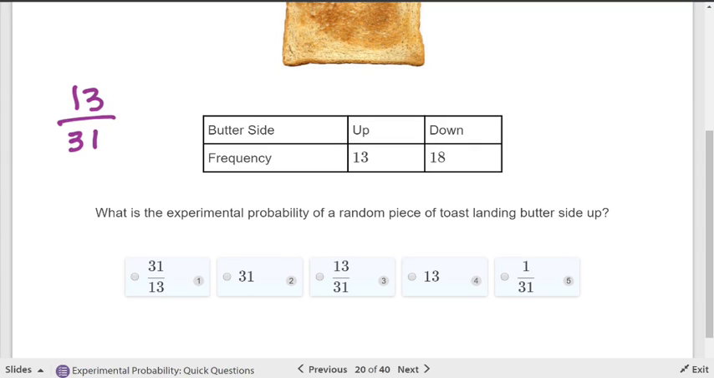So then they're going to make you go through this. Do you think that it's more likely to land butter side up or down? Our experiment shows down. Do you think it's strong enough a conclusion to always say down is going to happen more? Probably not. 13 and 18 aren't that different. But if you perform more experiments, what do you expect to happen? Yeah, one of them is going to get more. The butter side's probably going to get more, for exactly the same reason you concluded, that the butter side's going to weigh more. So it's naturally going to do that, right?